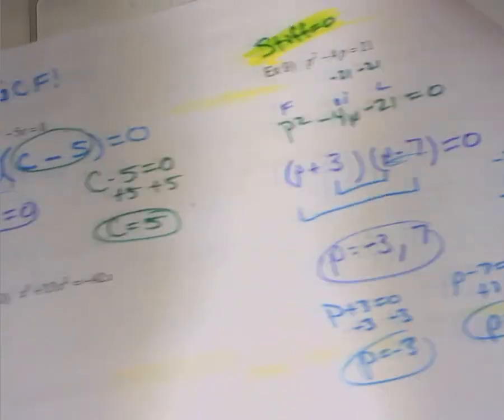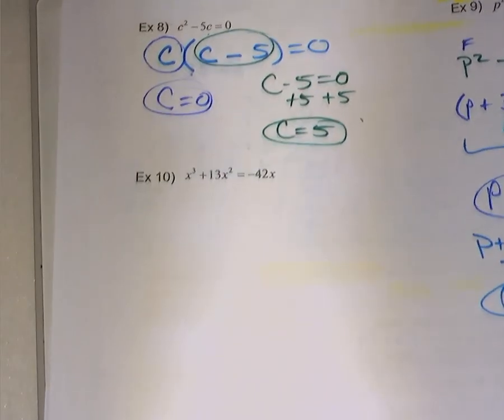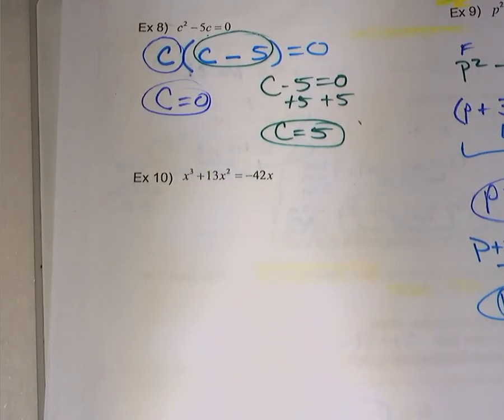All right. Last but not least, number 10. I do want to talk about 10 real quick because it's different than anything we've seen yet. Anytime you guys are solving by factoring, the first thing we have to do, not GCF yet.